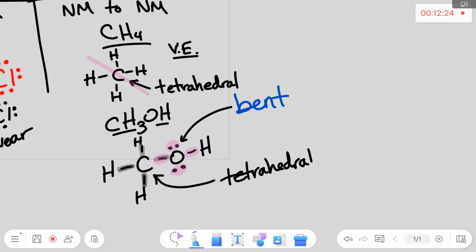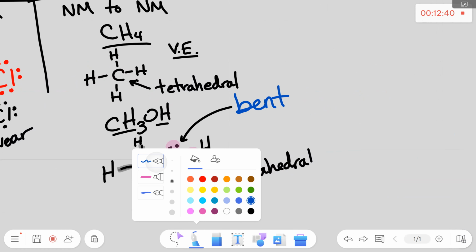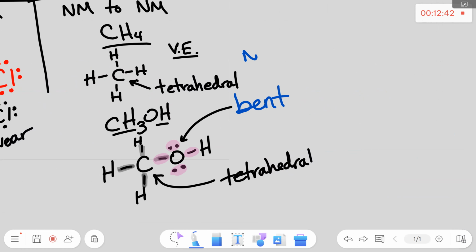Think of bipolar, like north and south poles. Bipolar means there's a positive and a negative side. There's something that is asymmetrical about what you have. Since this is a symmetrical molecule, this is non-polar. Because there is symmetry to that molecule all the way around.